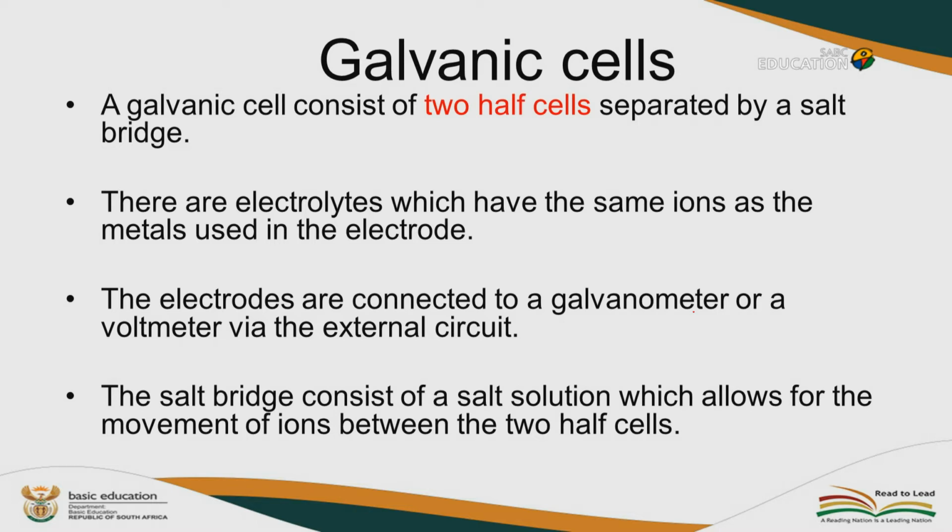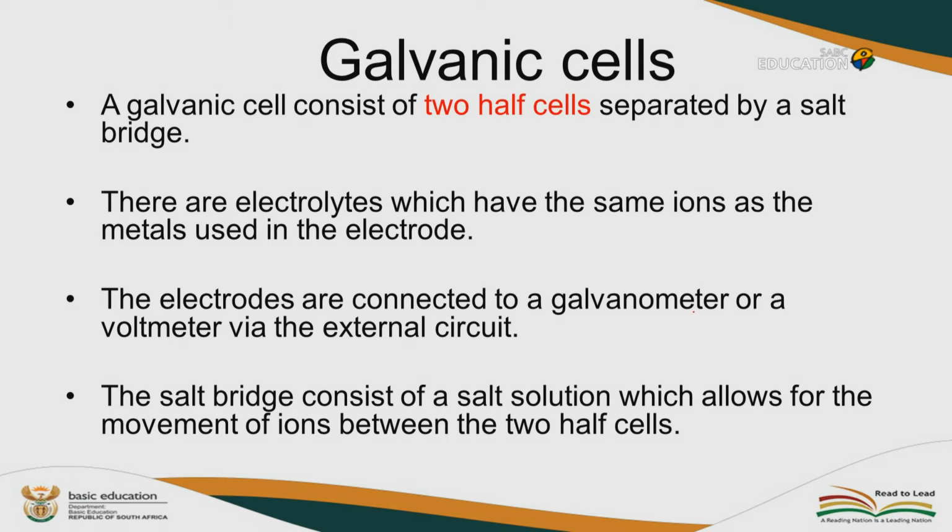So it is very important. Sometimes you are not going to get any beaker. You can get a U-tube where there are two electrolytes. You cannot say this is no longer a galvanic cell because there are no two beakers. The lesson is not about the beakers, but the lesson is about the two electrolytes separated by a salt bridge.